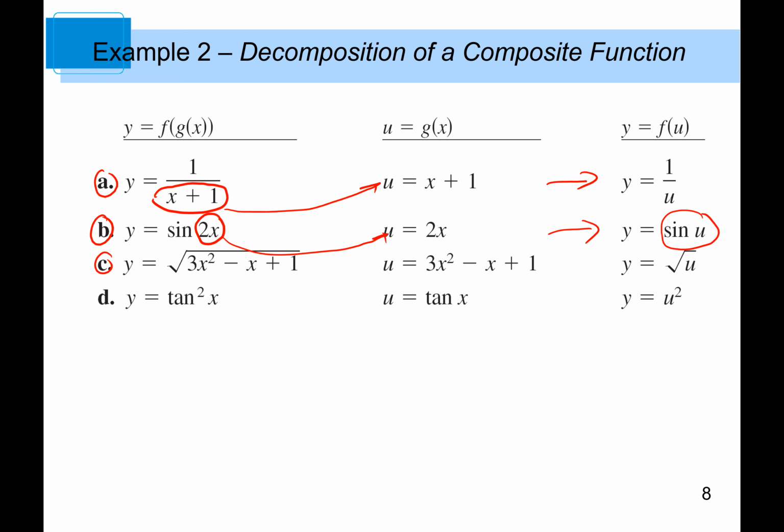The third one, y equals the square root of 3x squared minus x plus 1. Whatever is under the square root is your u, so it becomes y equals square root of u. The last one, y equals tangent x squared. This is a composite function of x squared, and u becomes tangent x. Now you turn it into y equals u squared, which is a second degree polynomial or quadratic. Now let's take a look at the general power rule.